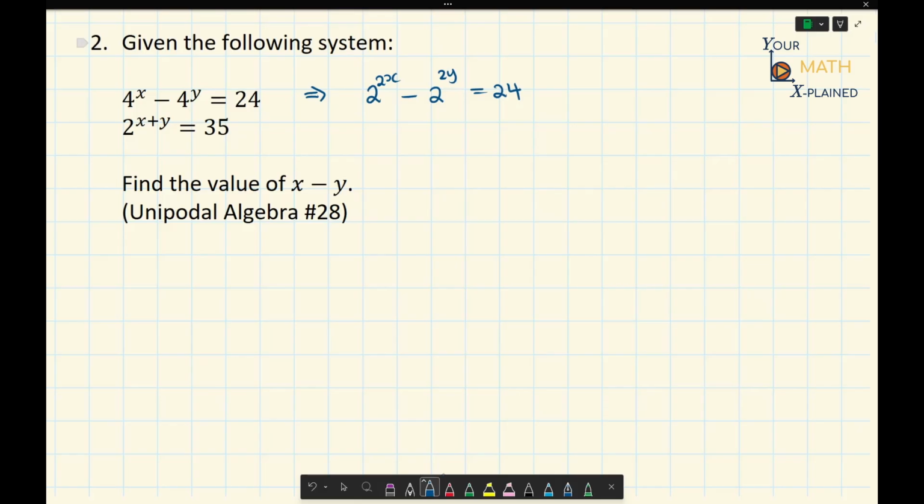And again, we're just going to reorganize that a little bit because that can be rewritten as 2 to the x all squared minus 2 to the y all squared is equal to 24. And then as for the second equation, we can use our exponent law to divide that up into two exponents. So this would be 2 to the power of x times 2 to the power of y is equal to 35.